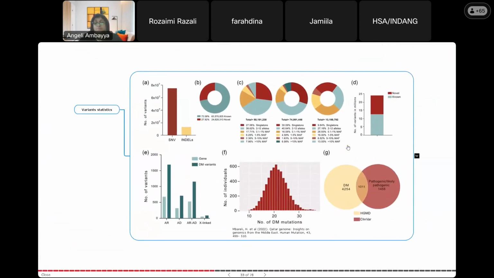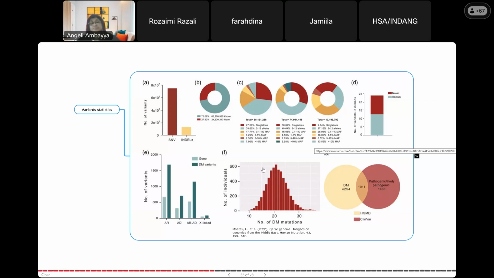So here, as you can see in this plot, from our study of 6,000 Qatari whole genomes, we identified that almost 28% of the Qatari genome has novel variants, or around 24.6 million SNPs are novel. Meaning these novel variants are different compared to other world populations. In total, we identified over 80 million genetic variants from this 6,000 cohort.